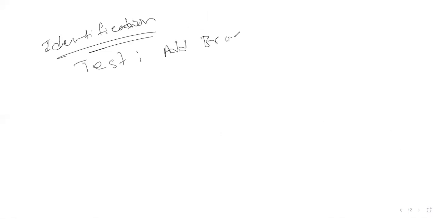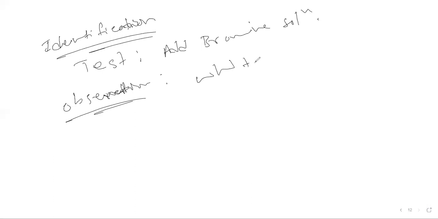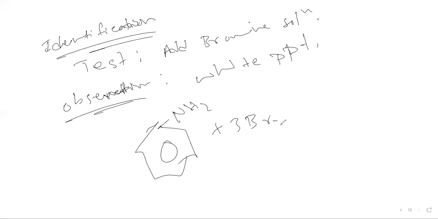Identification is the same as for phenol. Our test initially is to add bromine solution, and the observation will be a white PPT again, same as phenol. Now, why was this white PPT formed? This was basically the same thing. Let's say this was our phenylamine, NH2, plus 3 Br2. This will form tribromo NH2. This is Br.